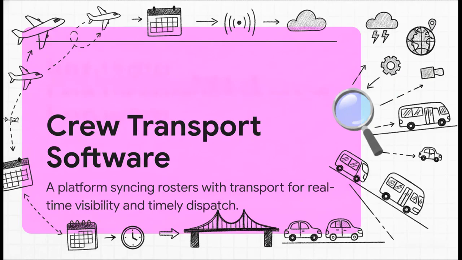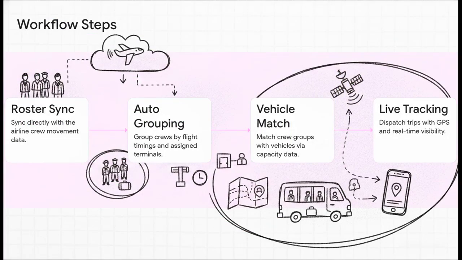To really wrap our heads around this, let's define what we're actually looking at. Airport crew transportation management software is basically a centralized digital platform that syncs airline crew rosters directly with automated ground transport. Think of it as the ultimate bridge. It takes those highly complex, constantly changing flight schedules from the airline and seamlessly translates them into highly organized, on-the-ground shuttle logistics. It ensures real-time visibility and timely dispatch every single time.